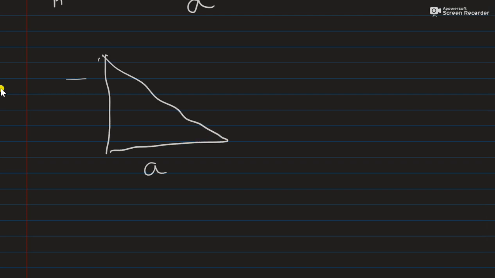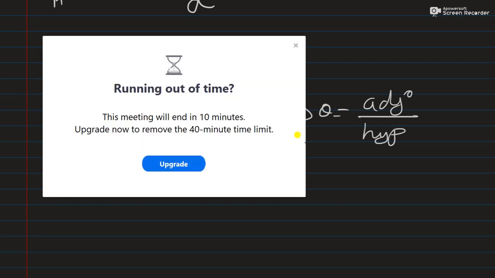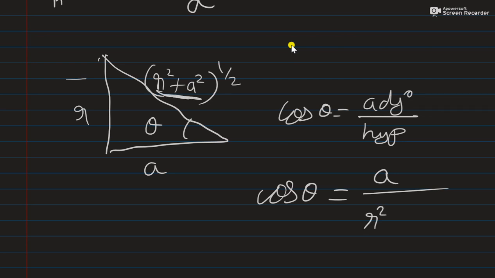So we have taken this triangle. This side is A, this side is R, this side is R square plus A square. So we have cos theta is equal to adjacent by hypotenuse. Adjacent of this triangle will be A. Hypotenuse of this triangle is going to be this one, R square plus A square to the power 1 by 2. Instead of writing square root, you can write it as 1 by 2.